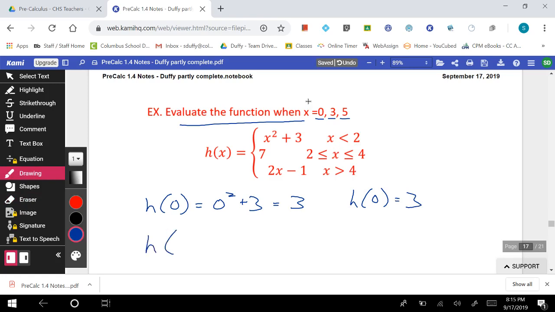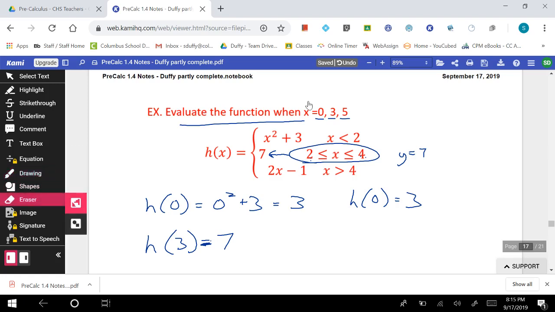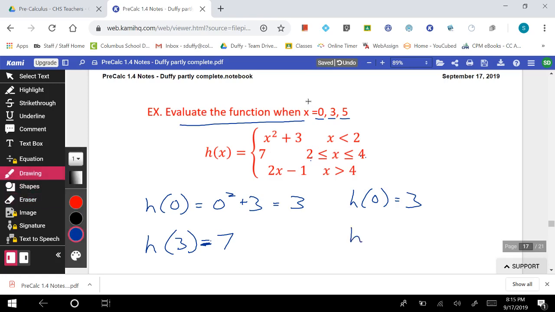The next value of x is 3. You say, okay, 3 falls between 2 and 4. So 7, what does that mean? Well, it just means that no matter what value you put in for x, you're not really having to put it in x. It just tells you what the answer is, 7. And what that really means is that's a horizontal line at y equals 7 between this domain and this domain. And we'll get to that when we start graphing these in the next couple problems. So you can say that the h of 3 equals 7.